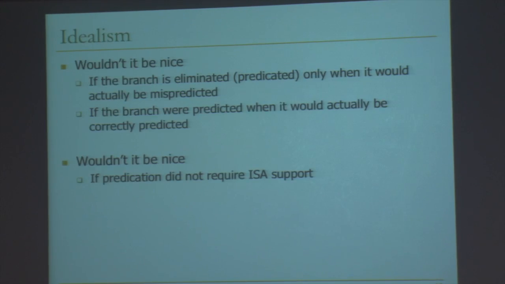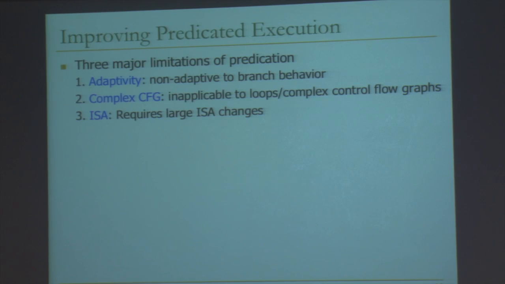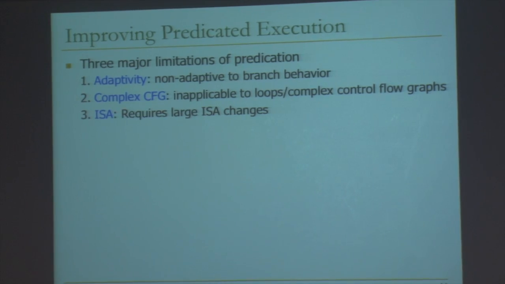And I'll give you the idea of the first one a little bit. Basically, what are the major limitations of predication? We've talked about a couple of these, two of these actually, adaptivity and ISA. It's not adaptive to branch behavior because branch may change. Branch may be predictable, not predictable. Right? It's inapplicable to loops and complex control flow graph too. So if you have a very complicated control flow graph, imagine predicating a very complicated control flow graph because you're really testing a bunch of conditions in a complex control flow graph, right?